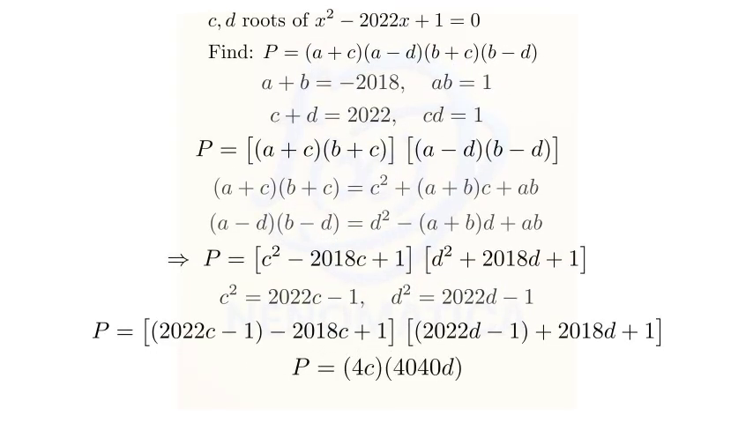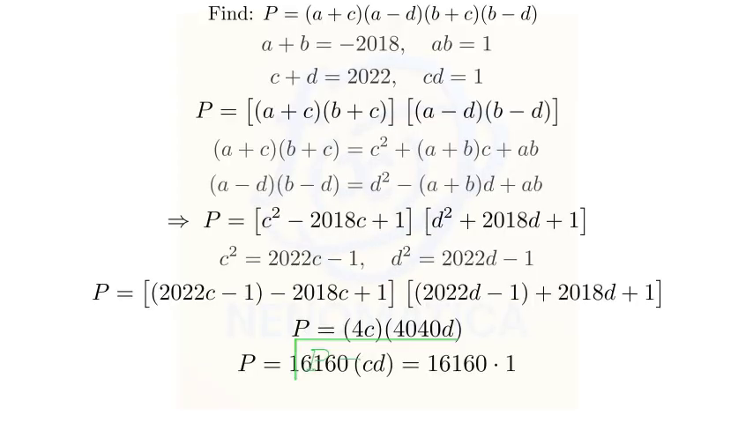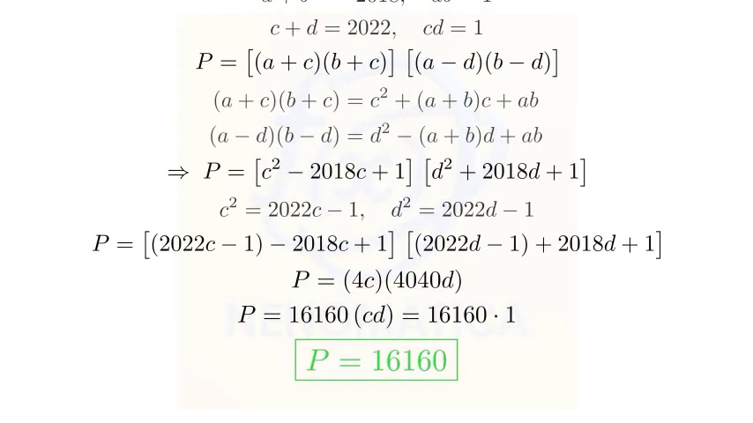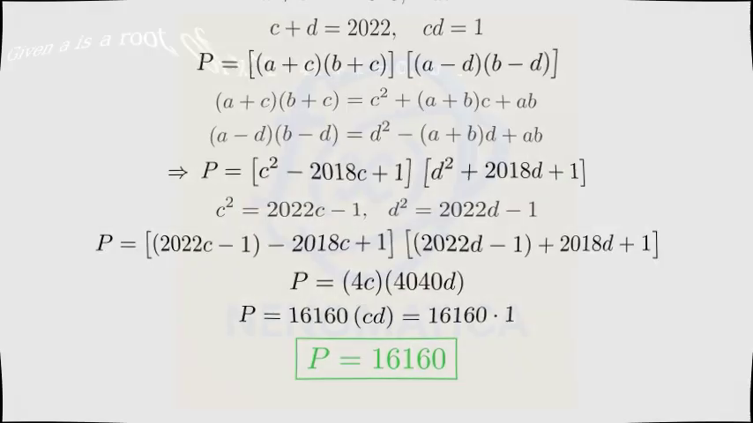The c bracket becomes 4c, and the d bracket becomes 4040d. Finally, since cd equals 1, we get p equals 16,160 times 1, which is 16,160.